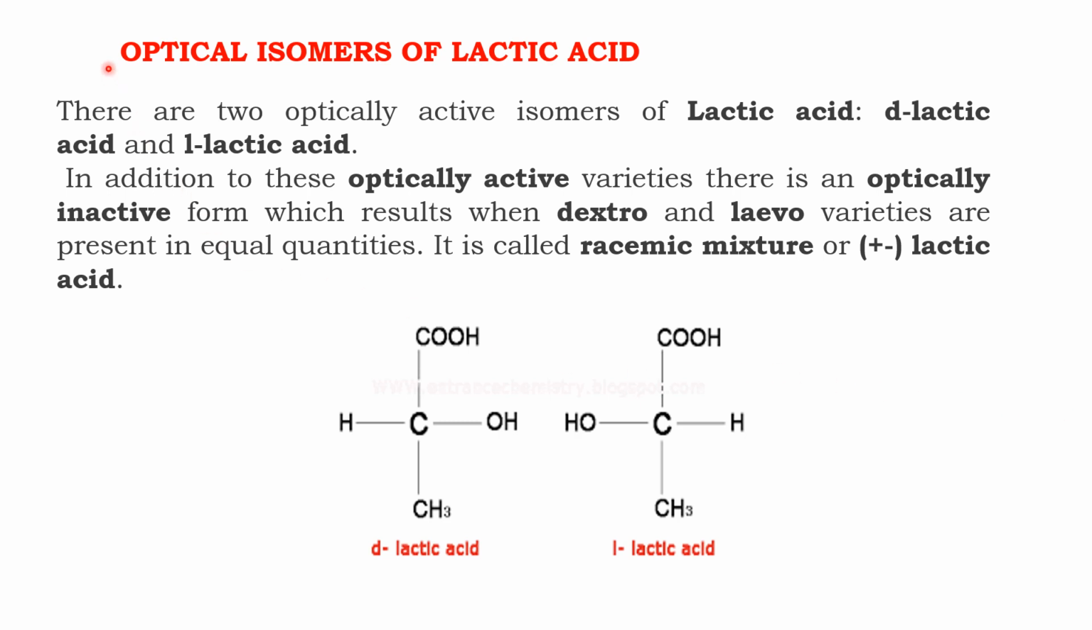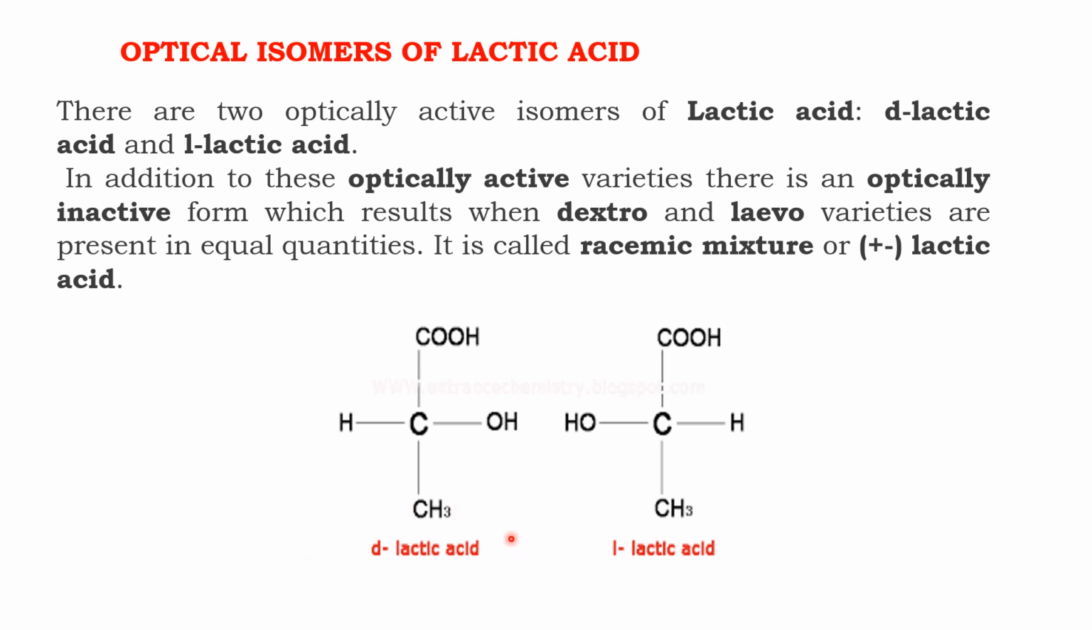Now see here, the optical isomers of lactic acid. This is lactic acid. Lactic acid has one asymmetric carbon atom, in which one group is COOH, one is H, one is OH and another is CH3. These are related as non-superimposable object and mirror image. And since there is only one asymmetric carbon atom, 2 raised to 1, that is 2 optical isomers, are possible.